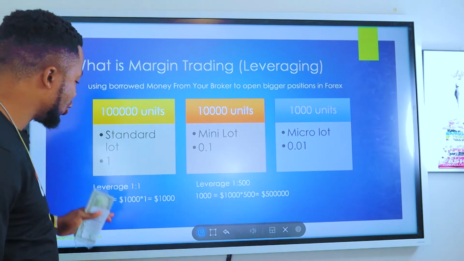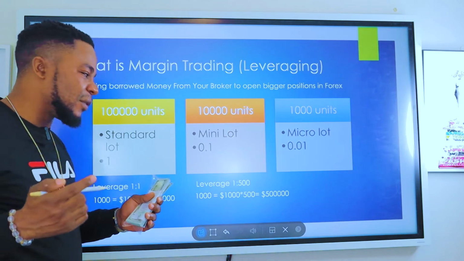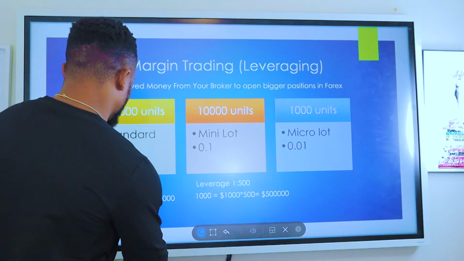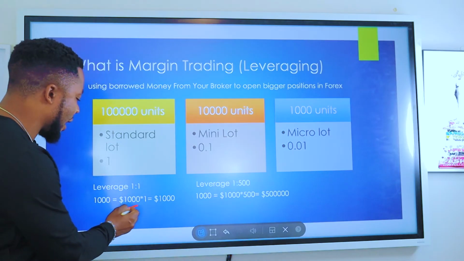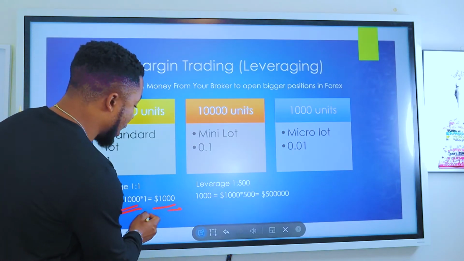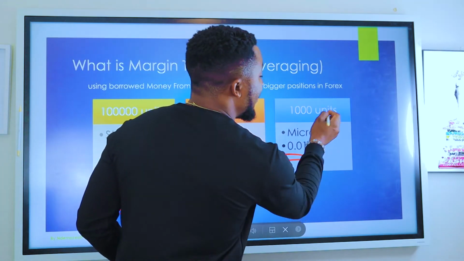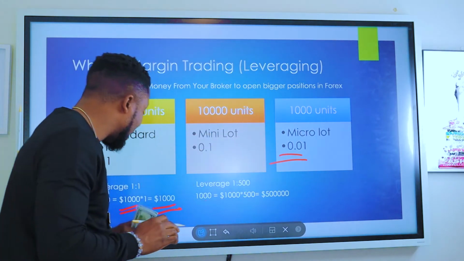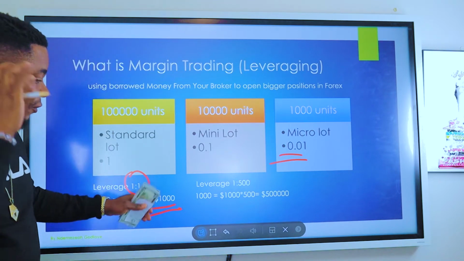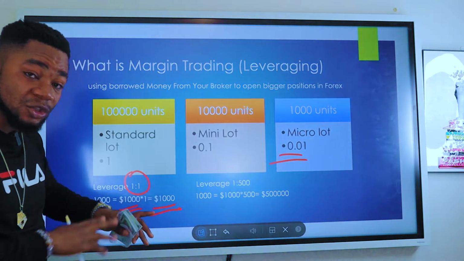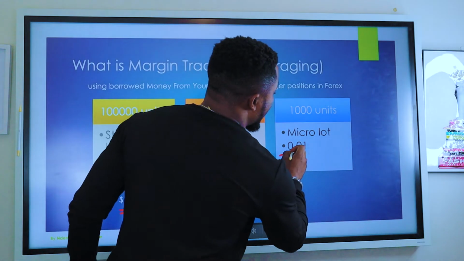In the first scenario which I explained, if you are trading without leverage and you have a $1,000 account, the highest you can open will be a micro lot. You have a leverage of 1:1. If you have $1,000 in your account, it hasn't been multiplied or leveraged by any particular amount. So the highest you can open will be a micro lot.